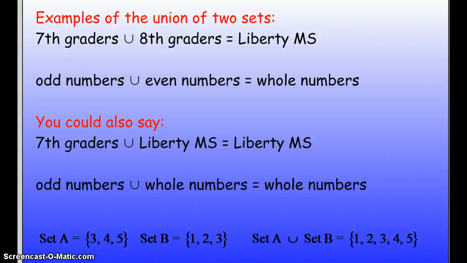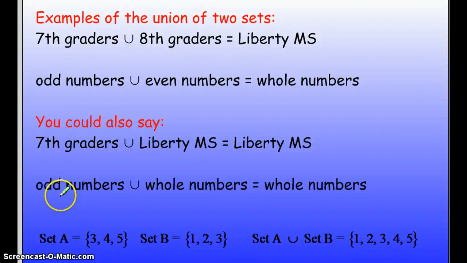Alright, so some examples of sets in a union. If we take the set of 7th graders and put them in union with our set of 8th graders, combined that makes Liberty Middle School, because that's going to combine all the students in our school. If you take all odd numbers and put them in union with the even numbers, that will equal whole numbers, because all the odds and all the evens constitute the whole set of whole numbers. These next ones act a little differently. What if we take the set of 7th graders and put them in union with all of Liberty Middle School? If you take all the students in here or all the students in here or both, that still totals up to all of Liberty Middle School.